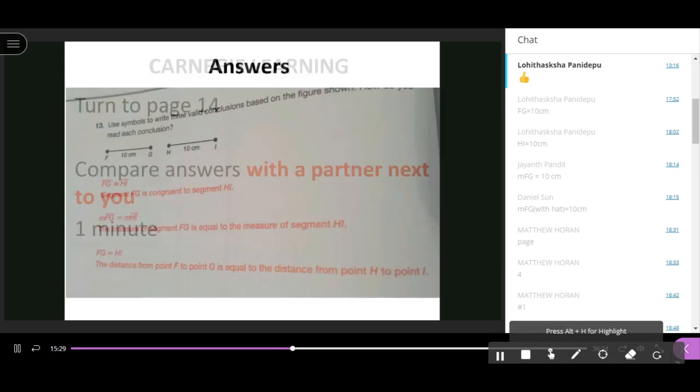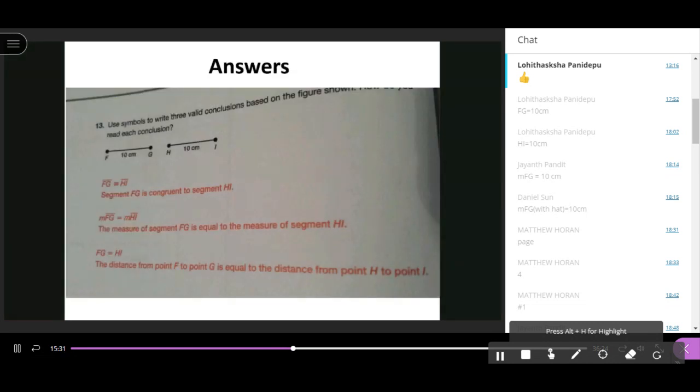Most of you probably put FG equals HI. Here's what FG equals HI means, because a lot of students are getting confused as to when to use what. It's going to take study and practice. We don't give you a million algebra or geometry problems and then that's it, you know how to do it. You need to study terms and definitions. It's a very different math class than what you're used to.